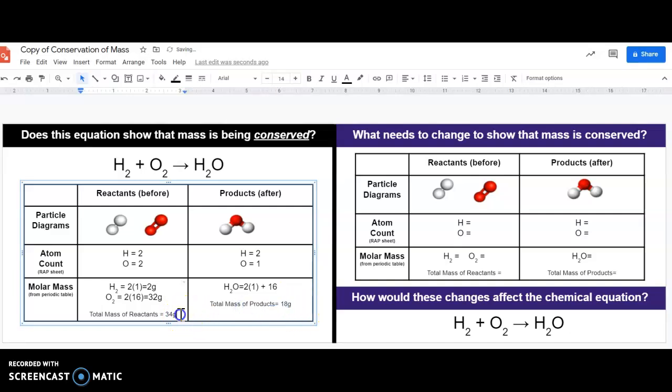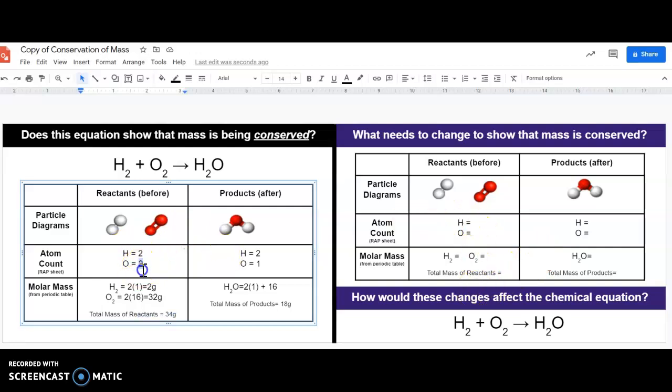Does 18 grams equal the 34 we started with? So that's not equal. 34 and 18 are very different. What needs to change to show that mass is conserved? Mass can be reformed, but it can't come out of nowhere or disappear. So where did that extra 16 grams go from our reactants to our products? Here, we're going to have to see how many we need in the before and how many we need in the after. So we know that's not equal.